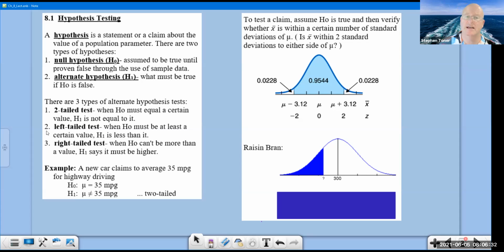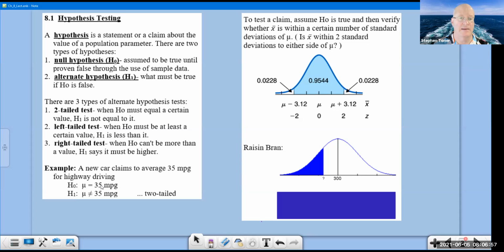In a left-tailed test, we say, I think the value you are asserting is true is actually too high, and we think it should be lower instead, and therefore it will be a less than test, a left-tailed test. And if we think the value they are claiming is not high enough and that the true value of the parameter is higher, we're going to go with a right-tailed test.